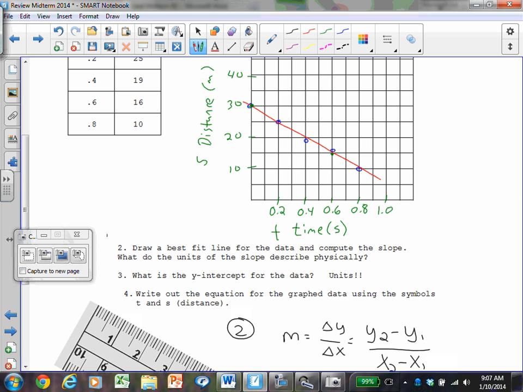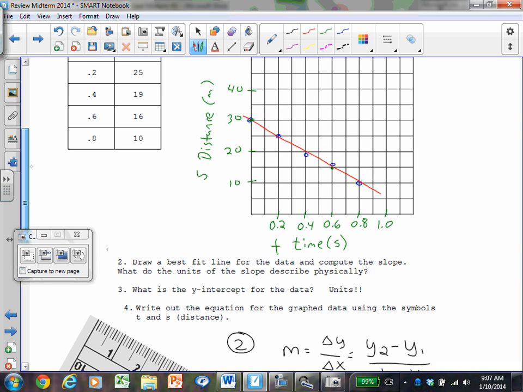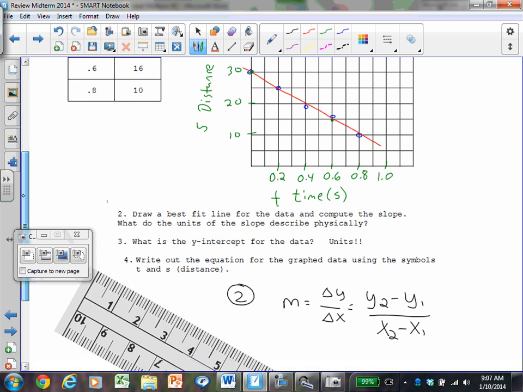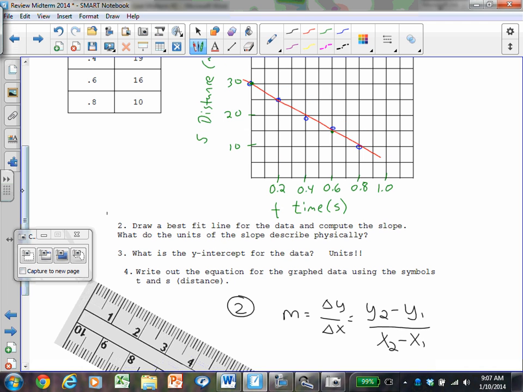Okay, so what's our y2? Well, if I label this point here, the green one, not the blue one, then that point on there is going to be what? What do you think? Courtney, you want to give it a whirl?